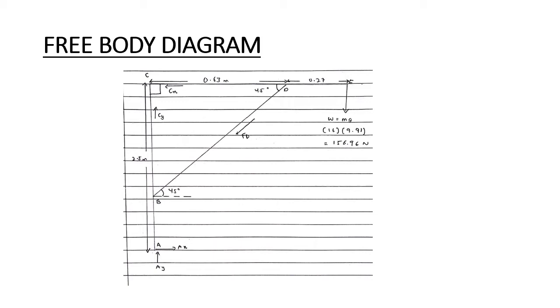And at point E, the value of W is 156.96 Newton, facing downward from point E.